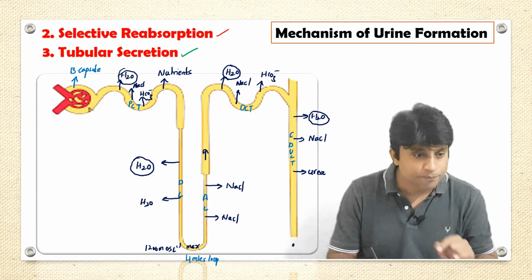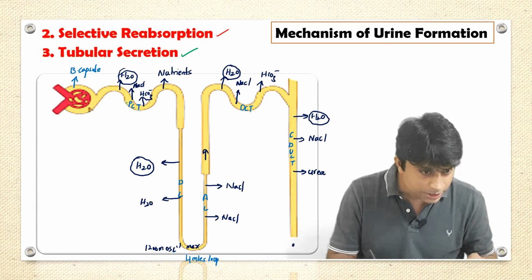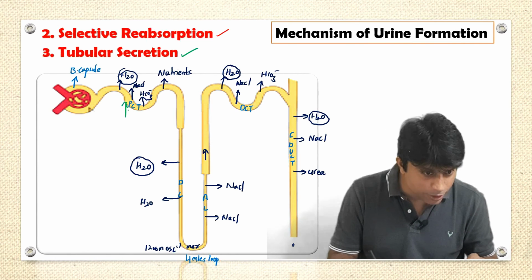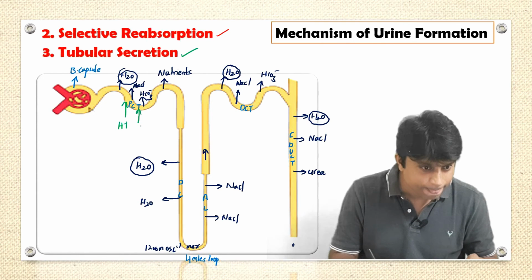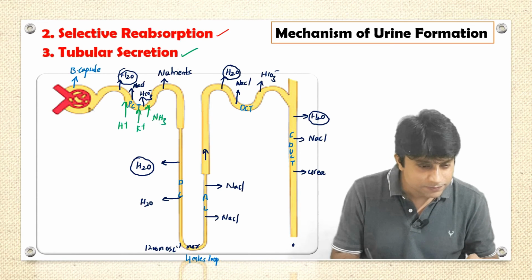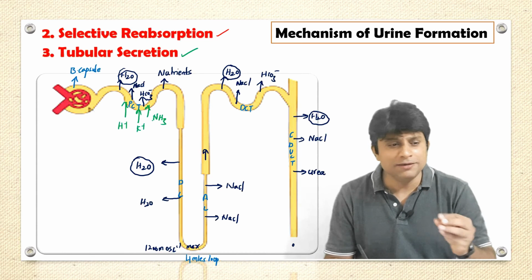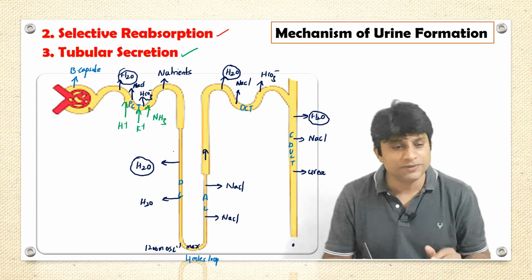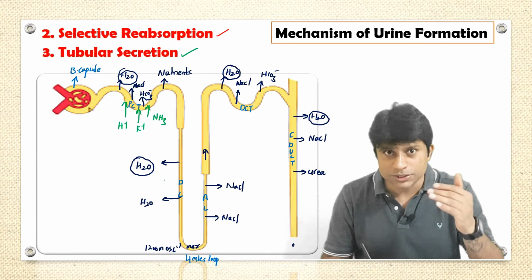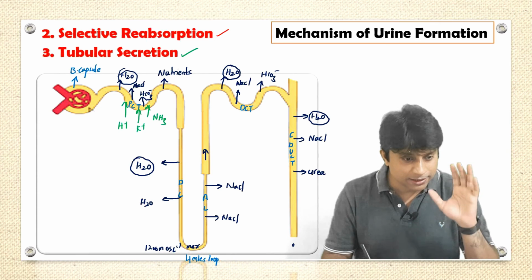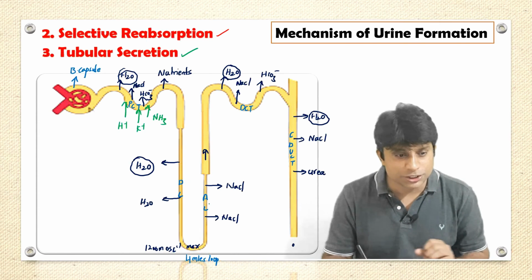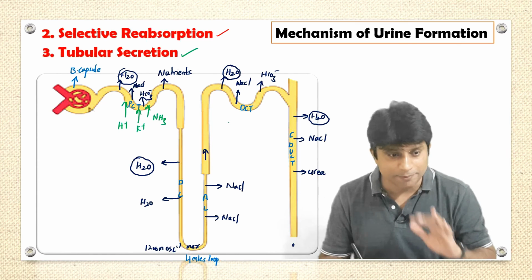First we start with the proximal convoluted tubule. Into the proximal convoluted tubule, secretion of H+, K+ and ammonia occurs. And to some extent bile salts are also secreted. Next, in the descending limb there is no secretion, and the ascending limb we will come back to.